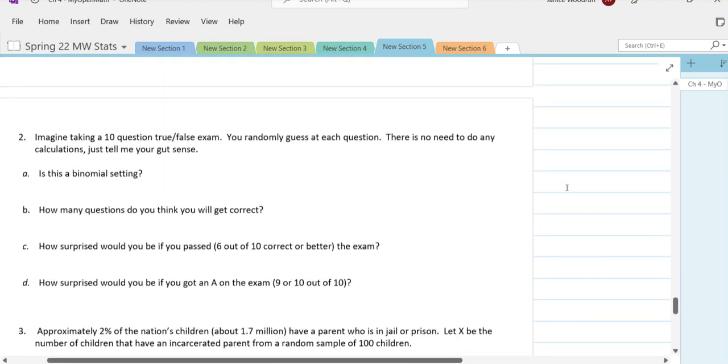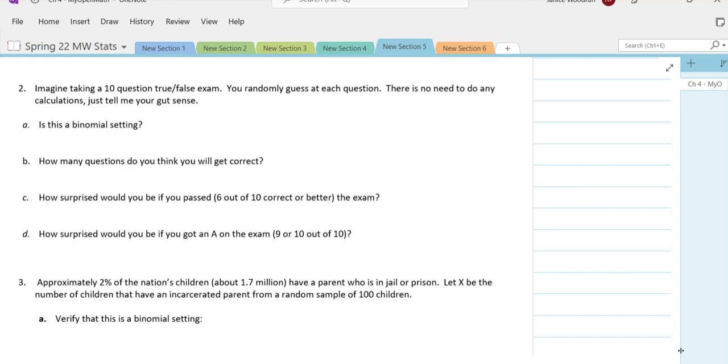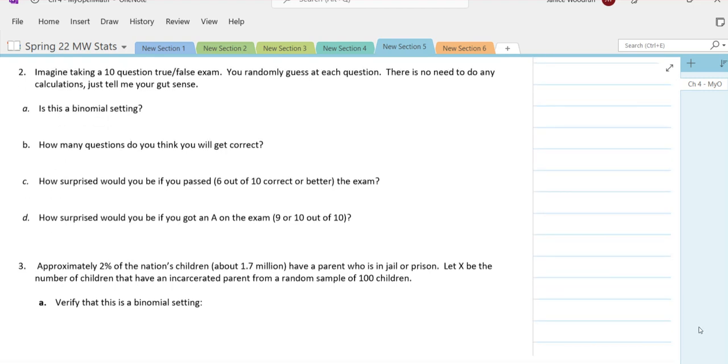All right, number 2 is a little more subjective. So imagine taking a 10-question true-false exam. You randomly guess at each question. Is this a binomial setting? Yes. Okay, so you have independent trials, each question is different. 10, a fixed number of trials. Probability of success, 50%. Failure, 50%. So yes.